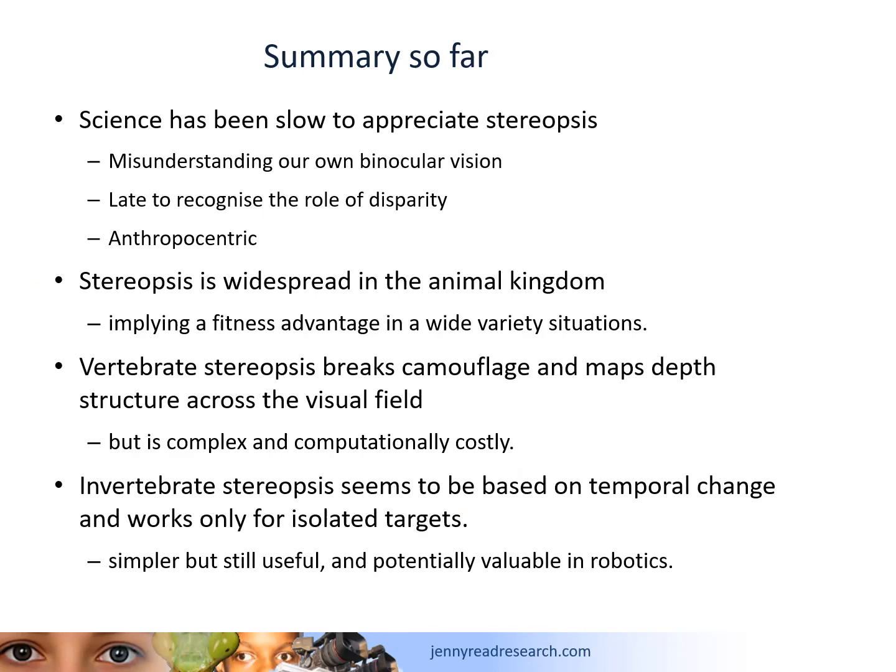Whereas fine, cyclopean vertebrate stereopsis does all this cool stuff like breaking camouflage and mapping depth structure, it's complex and computationally costly. So the invertebrate stereopsis works on temporal change, and something else I haven't really talked about is I think it's only designed to work on isolated targets. So I think it breaks down in very complex scenes where everything's changing all at once. But that's okay, because they are only trying to catch isolated prey items. That is clearly still useful to them, and I'm interested in exploring robotic applications where it could be useful. Clearly it's not going to be useful for all applications. The key is going to be finding the right ecological niche.